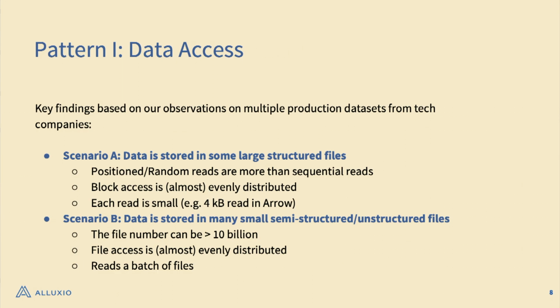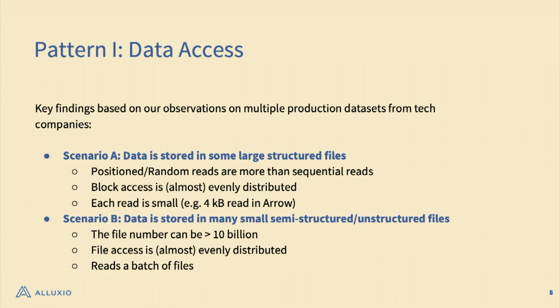The first scenario is that the data set may be stored in some very large structured files, like an Arrow file. In that case, the pattern will be that positioned reads, or say random reads, are more frequent than sequential reads. At the same time, the block access is almost evenly distributed. This is mainly because we may do some sampling in the training, and then we may randomly select some blocks of the data set for the training. So that's why the block access is almost evenly distributed. Another thing is that each read from the large structured file is usually very small, say a 4 kilobyte read in the Arrow file.